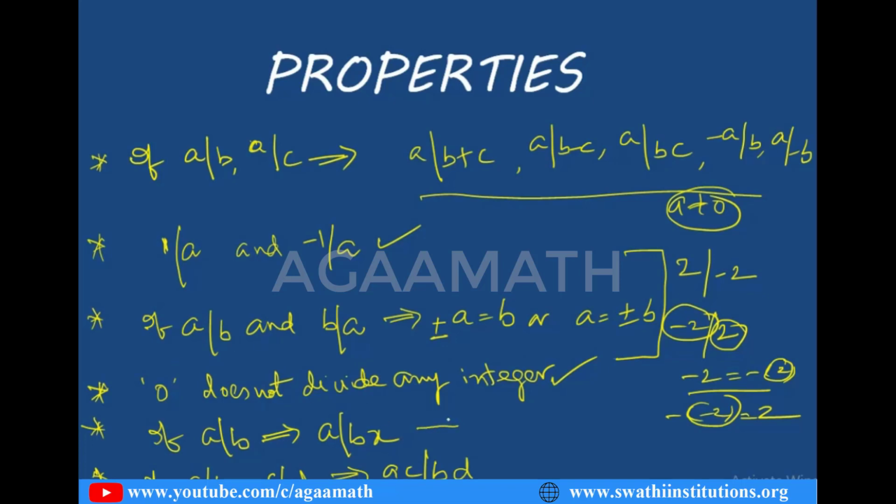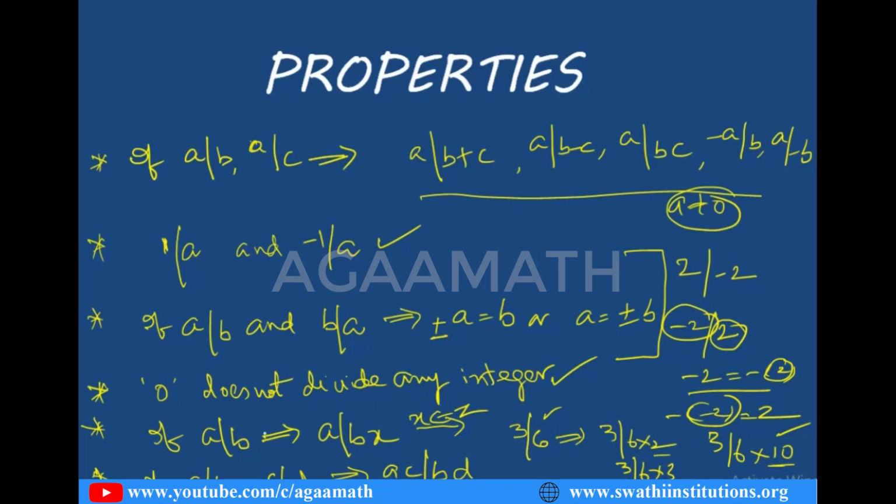And this one: if A divides B, then A divides Bx. Here x is an integer, x belongs to Z. Take one example, 3 divides 6. This is true. Now 3 divides 6 into 2 is also true. 3 divides 6 into 3 is also true. 3 divides 6 into 10 is also true. So x is any integer, right? We know that 6 into 2, 6 into 3, 6 into 10 are also divided by 3.